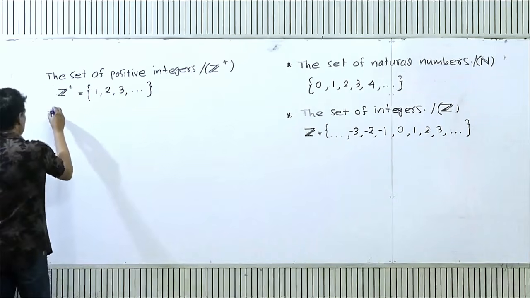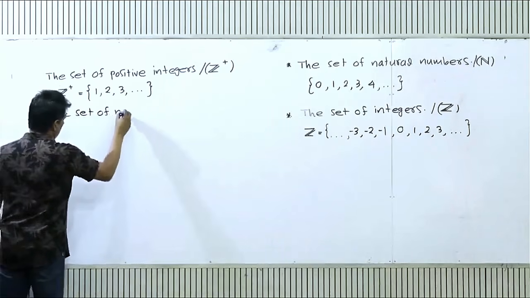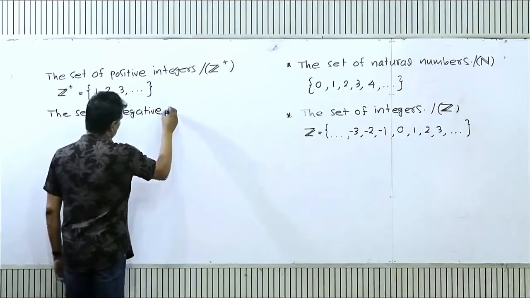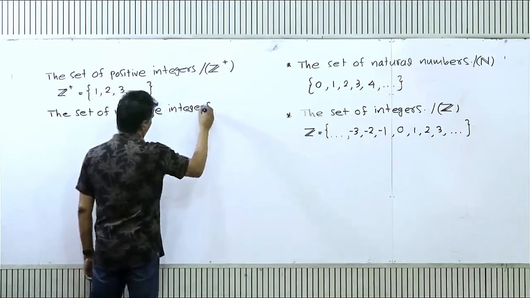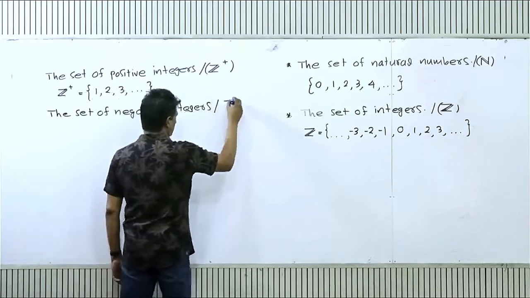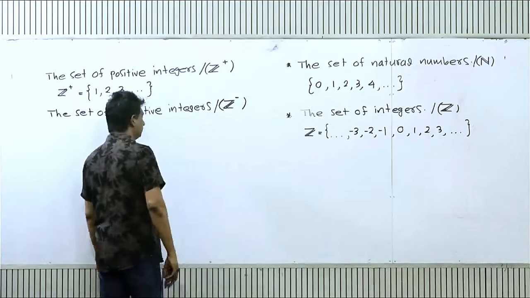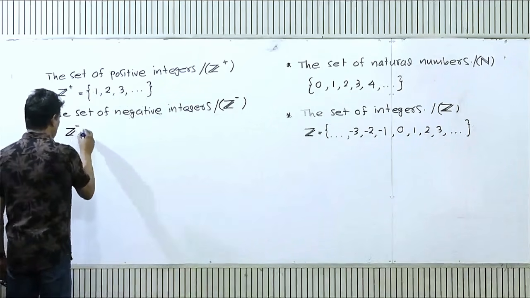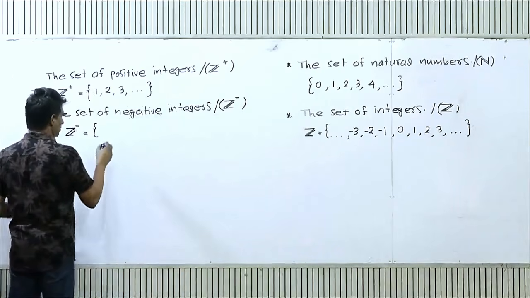Then other one, the set of negative integers. This is the notation. Then we can write this subset, negative integers, no.